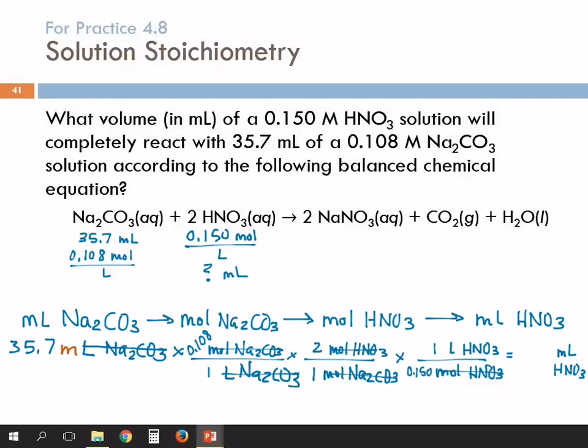So now I get out my calculator. 35.7 times 0.108 times 2 divided by 0.150 equals. How many significant figures should the answer have? 3. So this will be 51.4 milliliters. Any questions?